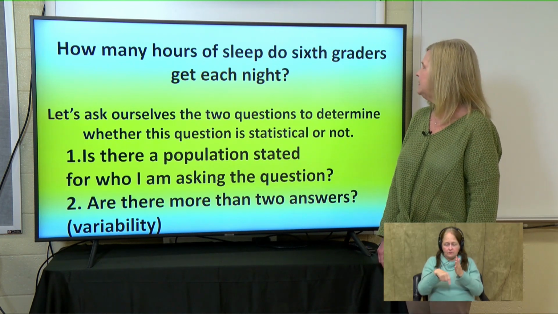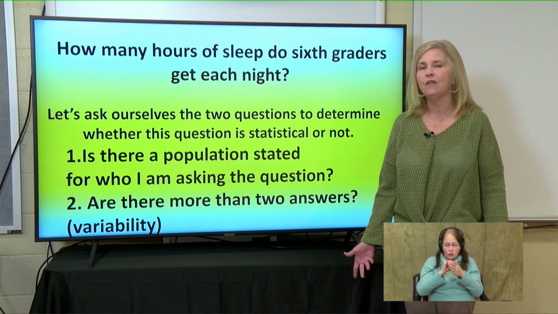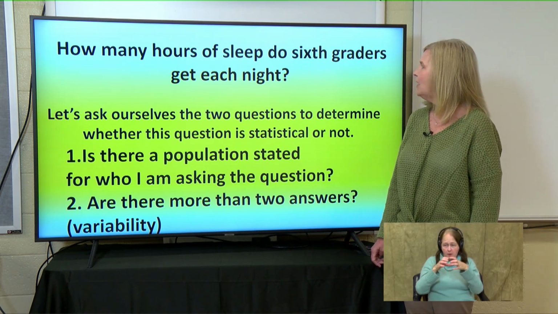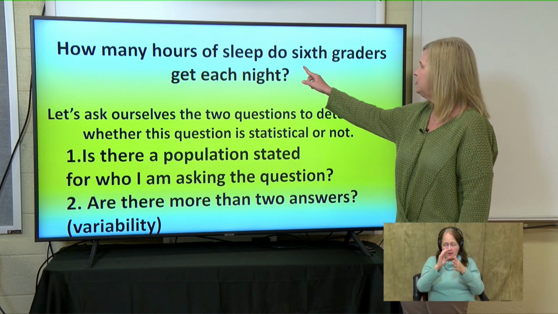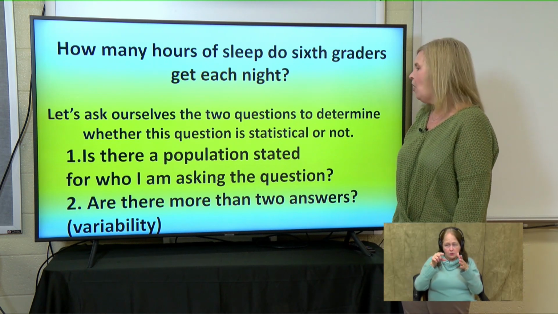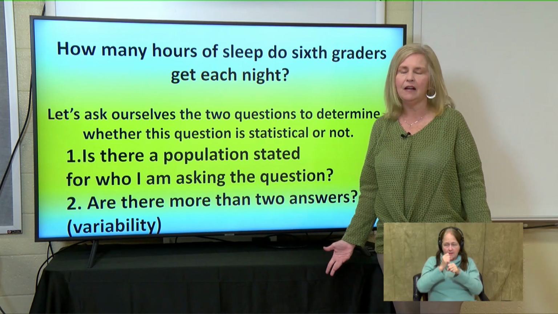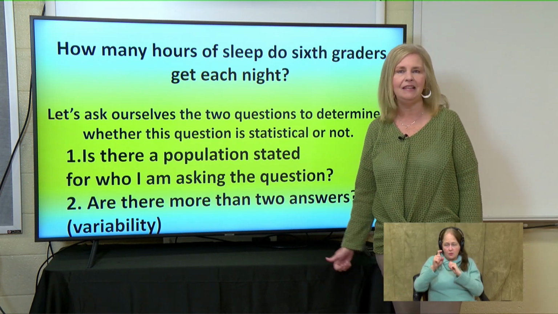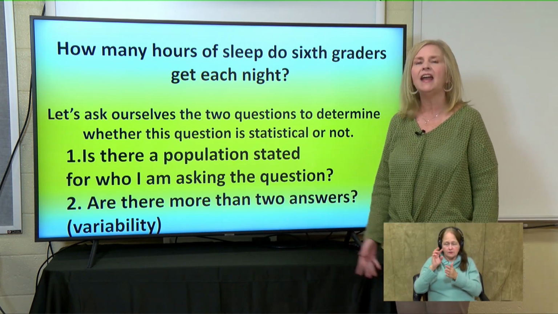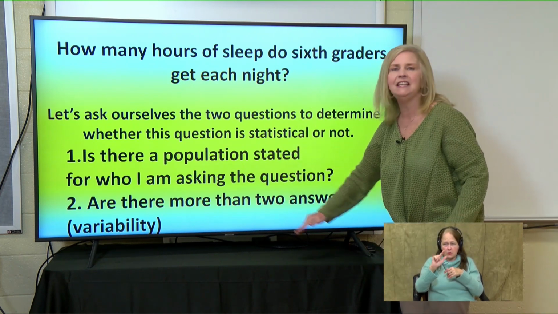How many hours of sleep do 6th graders get each night? Let's ask ourselves the 2 questions to determine whether this question is statistical or not. 1, is there a population stated? Okay, let's look. How many hours of sleep do 6th graders? That's our population, 6th graders. Are there more than 2 answers? Yes. People can get a variety of hours of sleep depending on how much they need. Some people may need 8, which is about the standard, but there could be 10, 9, 7, 6, whatever the answer may be. So yes, this is a statistical question because it meets both of these guidelines.